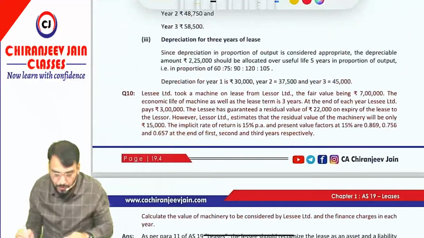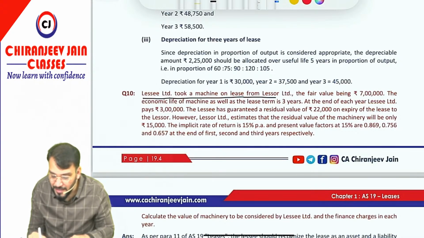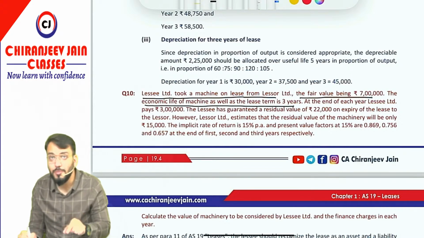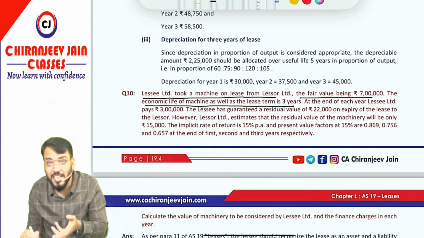Come to question number 10. Lessee Limited took a machine on lease from the lessor, the fair value being 7 lakh. The economic life of the machine as well as the lease term is 3 years. So you can see economic life and lease term are the same. It means I can say it is a finance lease because the asset is given for 3 years, which is exactly equal to economic life.